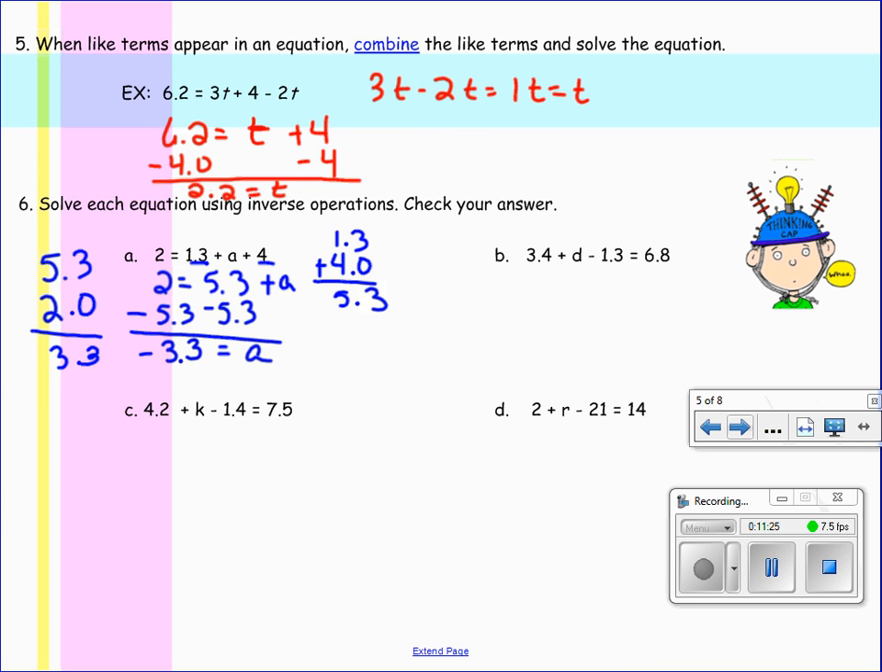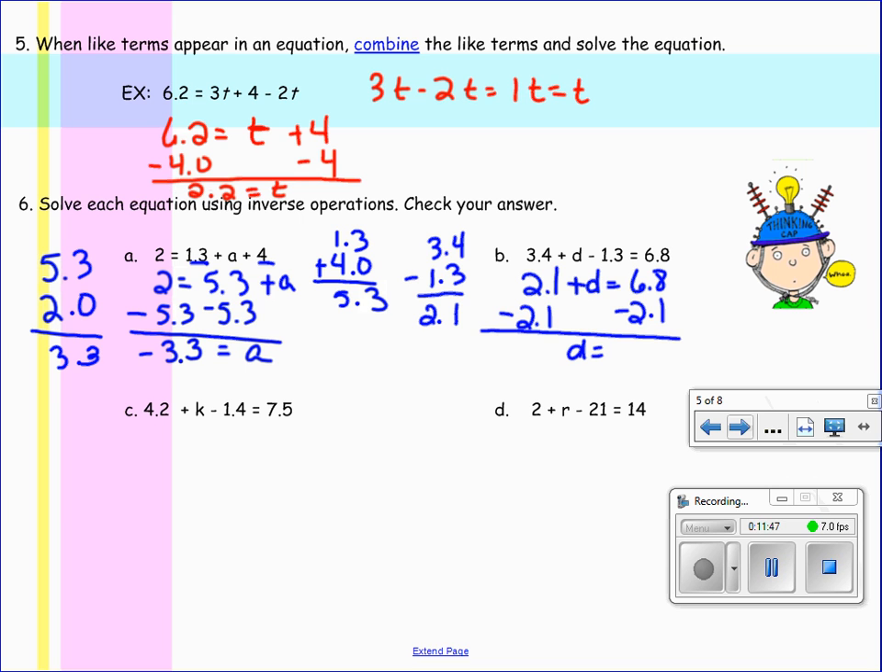In B, I'm going to combine our like terms. 3 4/10 minus 1 3/10 will equal 2.1. Inverse operation, I'll subtract 2 1/10 from each side. D is going to be equal to 4 7/10.